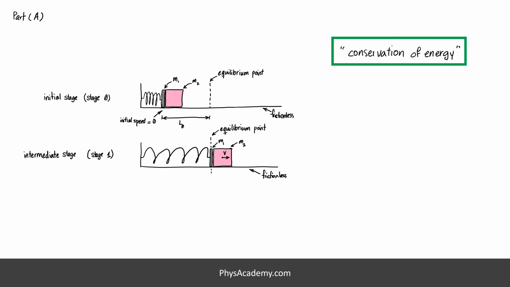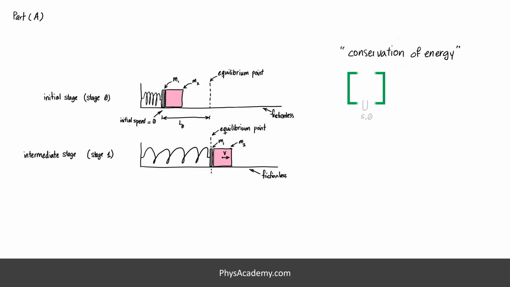First, I'm going to write the conservation of energy equation between stages 0 and 1. On stage 0, both objects' speed is 0, so they have no kinetic energy. But the spring is compressed and holds a lot of energy. Let's call it U, S, for the spring potential energy and then subscript 0 for stage 0. Then, at stage 1, the spring is not compressed nor stretched, so it doesn't have any potential energy anymore. But all of its energy is converted to the kinetic energy of M1 and M2.